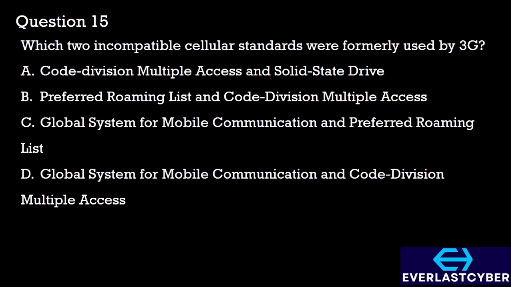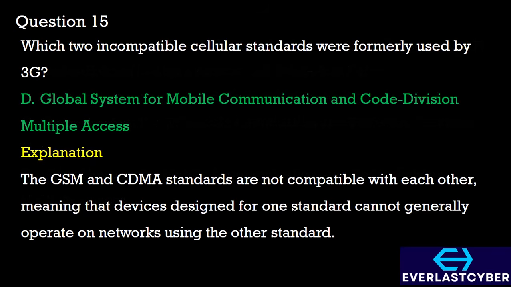Question 15. Which two incompatible cellular standards were formerly used by 3G? A. Code division multiple access and solid state drive. B. Preferred roaming list and code division multiple access. C. Global system for mobile communication and preferred roaming lists. D. Global system for mobile communication and code division multiple access. For this, we'll be going with option D.